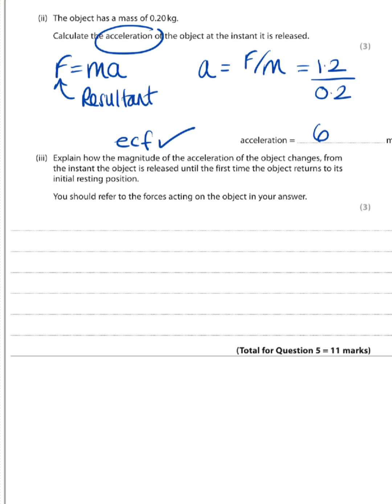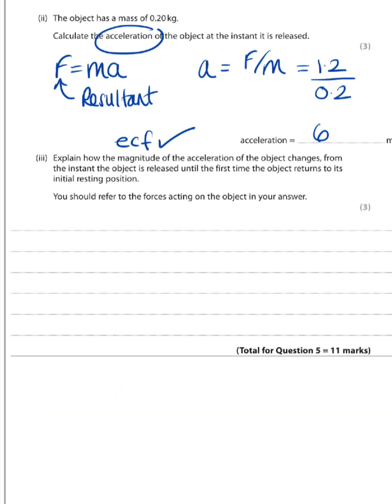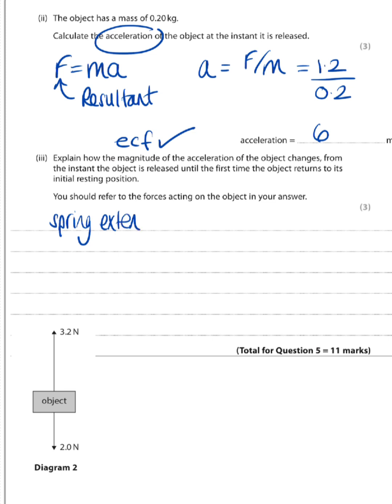Now we're asked to explain how the acceleration of the object is going to change from the moment it's released until it returns to its initial resting position. So you're being asked to refer to the forces acting on the object in your answer. So we've got the force upwards provided by the spring, and we have the weight downwards acting against that. So bear in mind, as the spring is released, if we look back at our diagram, we can see that the spring extension has actually decreased. So once the spring is released, we have got a decrease in the extension of the spring.